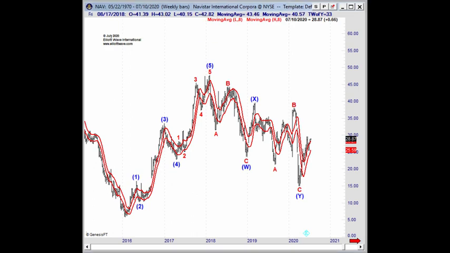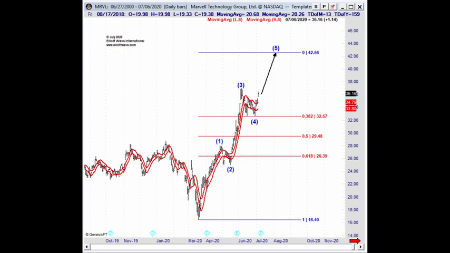But this is a very simple trick that we can do to identify wave structure. Like, for example, here's our moving average channel on Marvell Technology Group.